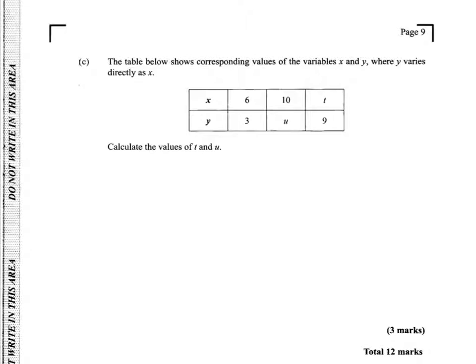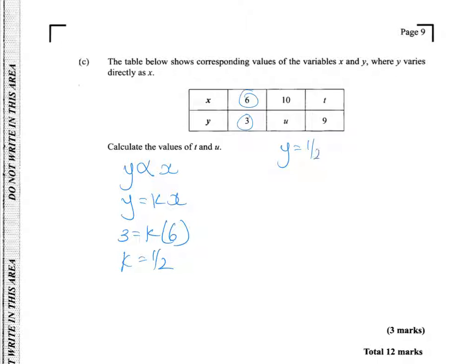Okay, so the last part of this question, they tell us that y varies directly as x. That means that y is equal to some number by x. So we can use the first values 3 and 6. So 3 is equal to some number by 6, and we can clearly see then that k would have to be a half. So therefore y is equal to a half x. So when x is 10, y is equal to a half by 10, which is 5. So u would be equal to 5.